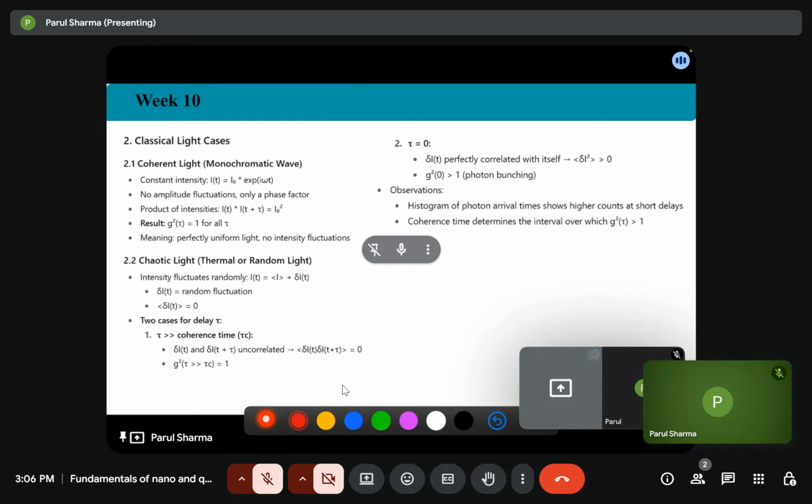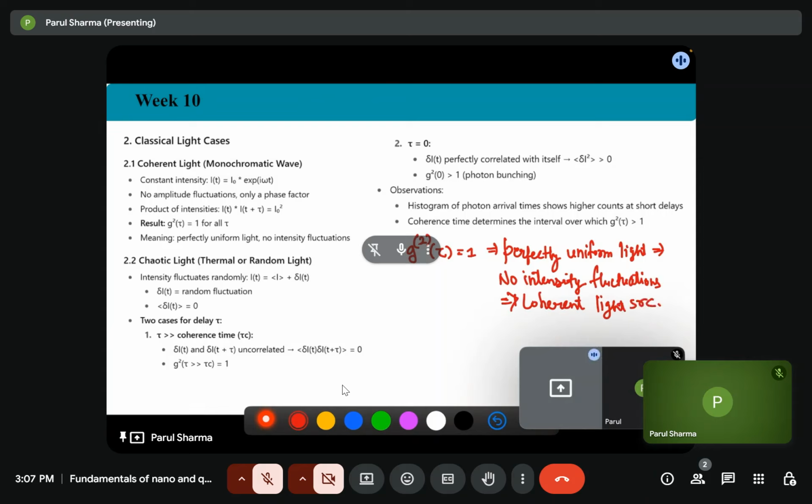So if G2 is 1, it means there will be perfectly uniform light, which means no intensity fluctuations. Coherent light source.